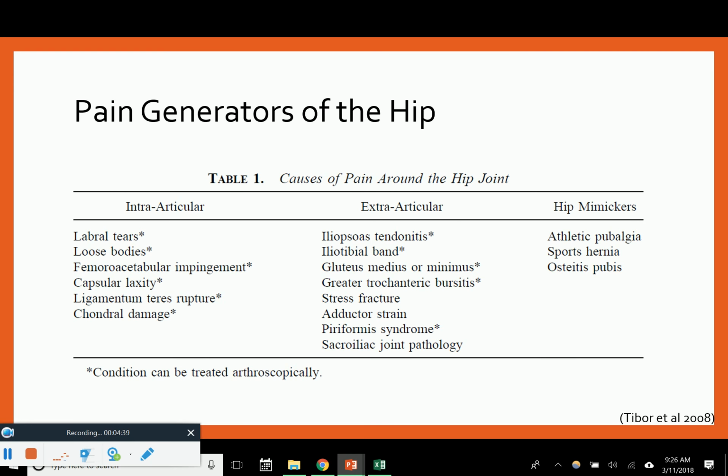Pain generators of the hip, this is taken from Tibor et al. in 2008. These are things they came up with that are likely causing hip pain, anatomically speaking. If you think about a pathoanatomical model, you have your intra-articular, your extra-articular, and your hip mimickers all can cause pain in or around the hip joint. The ones with the stars next to it are the ones that can be treated with arthroscopic surgical procedures. So it's a good slide to know.